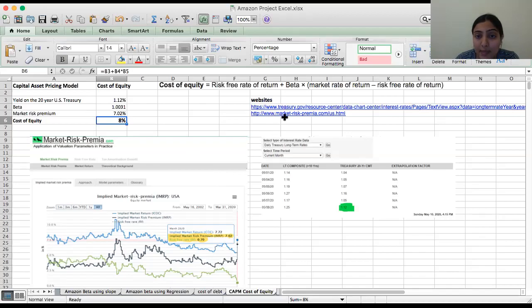Here are the websites for the Treasury. I've used this website, www.treasury.government/resource1. And for the market risk premium, I've used the website Market Risk Premium.